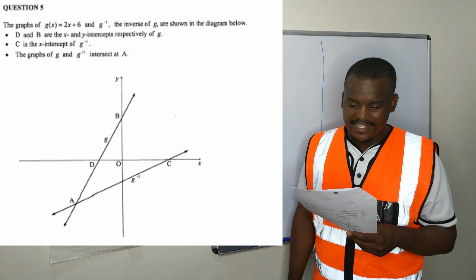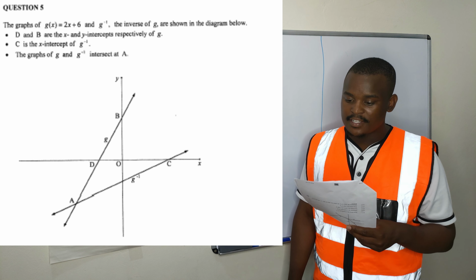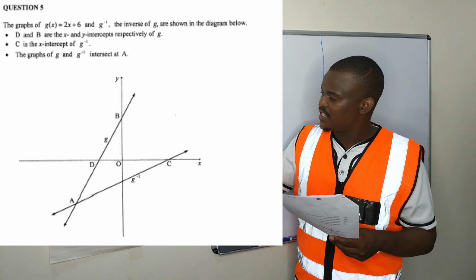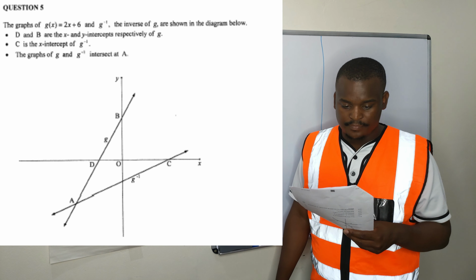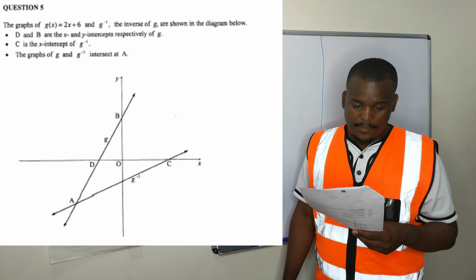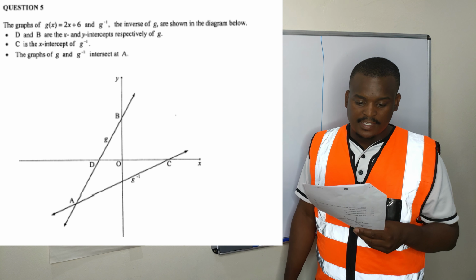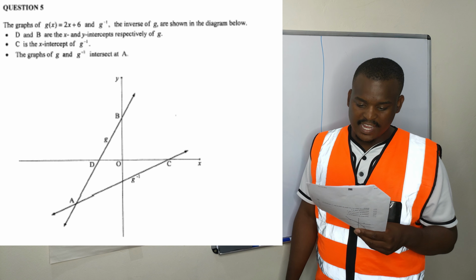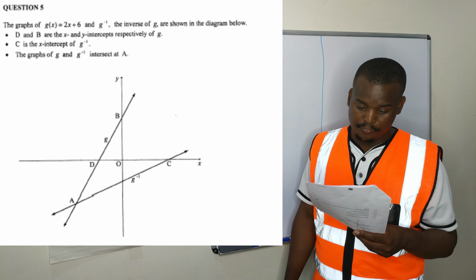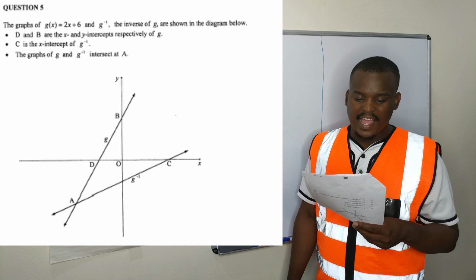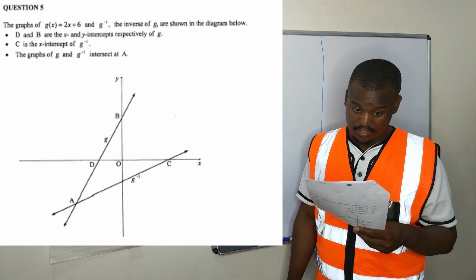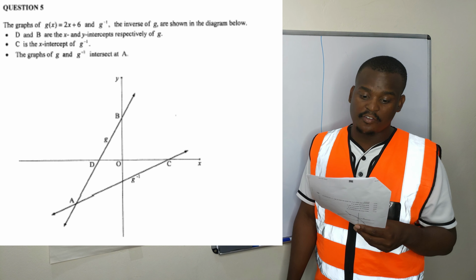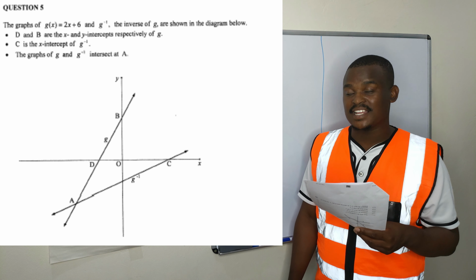The graphs of g of x and its inverse are shown in the diagram below. So the graph of g and its inverse are here. You are told D and B are the x and y intercepts of g. C is the x-intercept of the inverse of g. And the third point is that the graphs of g and its inverse intersect at A.